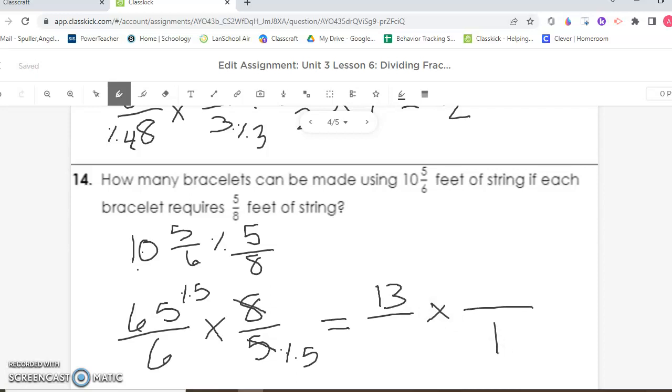Now, I can divide the 8 by 2. I can divide the 6 by 2. 8 divided by 2 is 4. 6 divided by 2 is 3. And then all I have to do is multiply. So 3 times 1. 4 times 13. Well, let's see. 4 times 3 is 12. Carry the 1. 4 times 1 is 4 plus 1 is 5. So it would be 52 over 3.